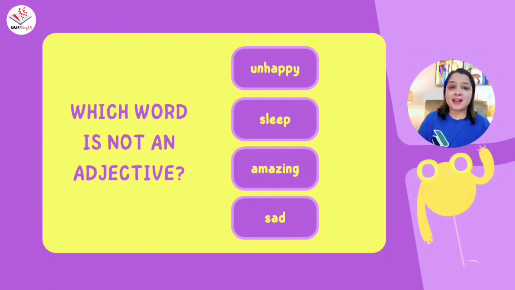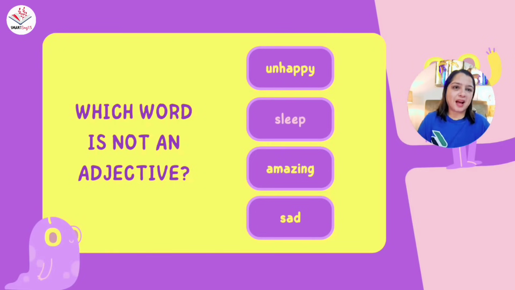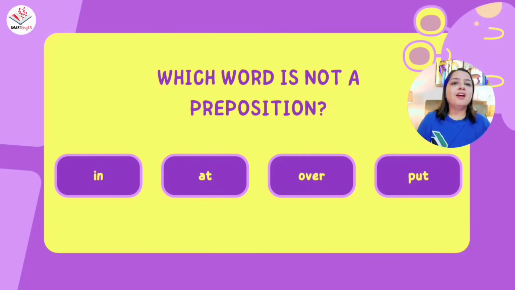Which word is not an adjective? Unhappy, sleep, amazing, sad. So which is not a describing word here? Answer is sleep, yes, because sleep is a verb. It shows action. Next question.